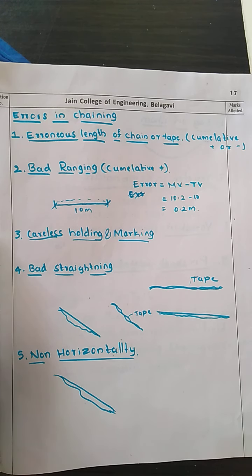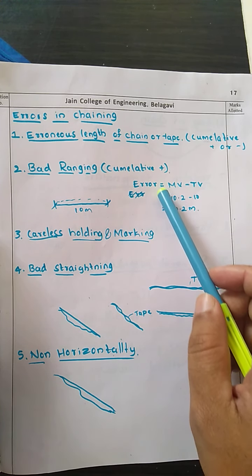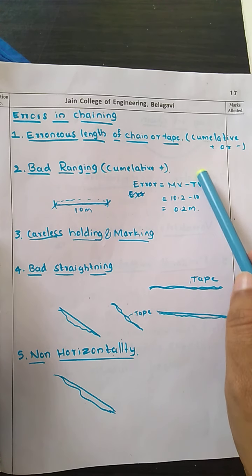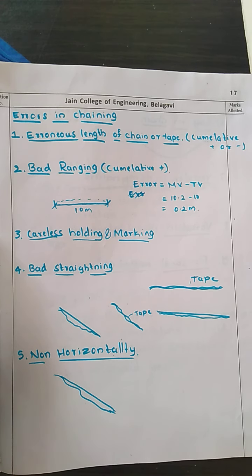Now, before going to the errors in chaining, we should know what an error is. In the previous class also we discussed what an error is. Error is nothing but the difference between the measured value and the true value, that is, the difference between what we measure on site and the exact value. We call it an error.